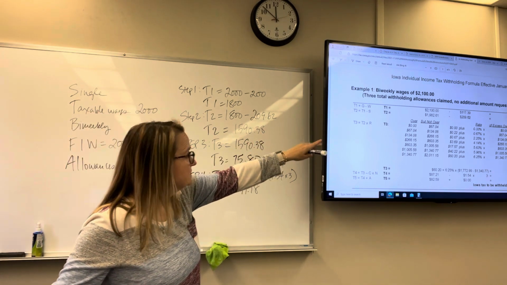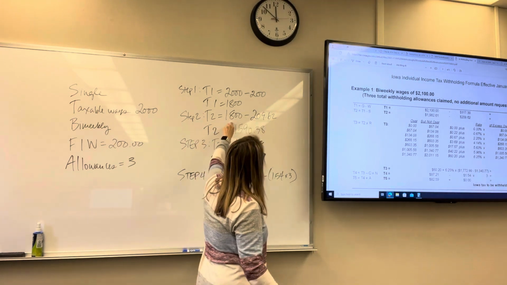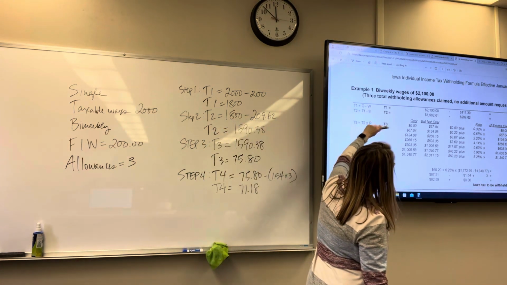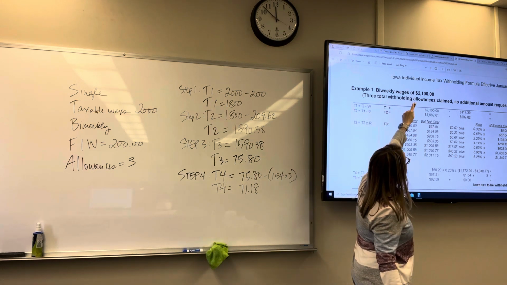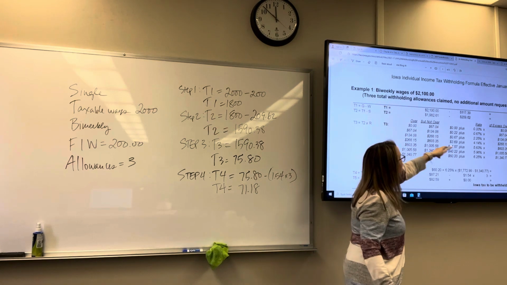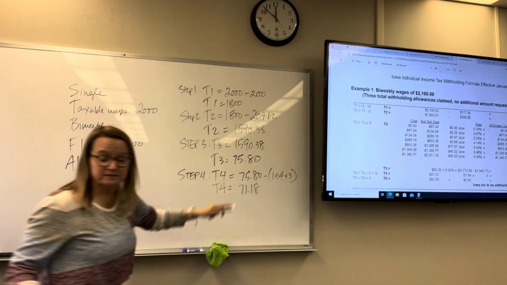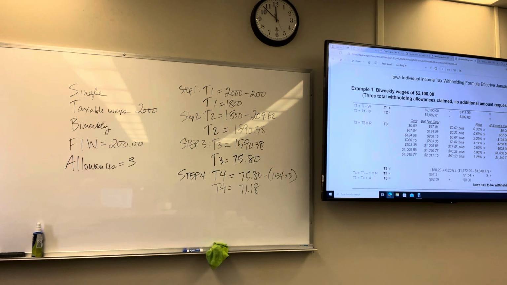Get 1982.61. Then T2, which we had here, 1982.61. They're using the same biweekly and the number of allowances, so minus the 209.62 there to get 1772.99. Then they're going to use the T3, okay, this is different.